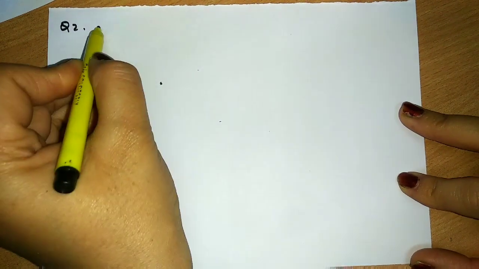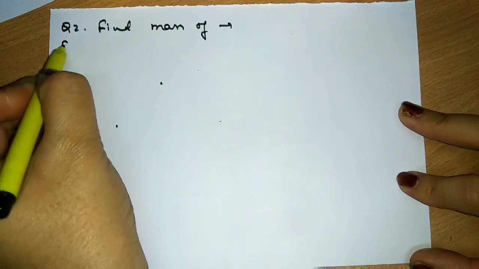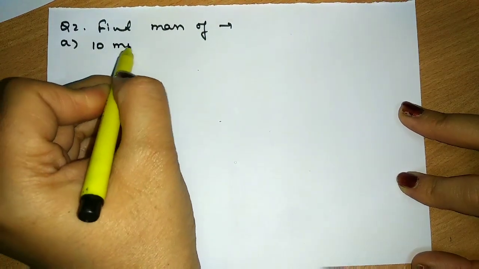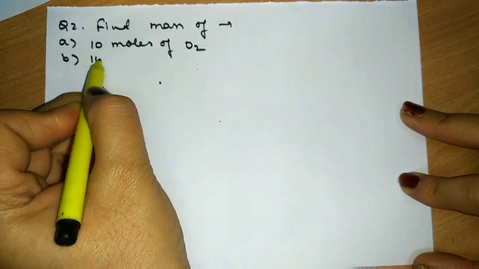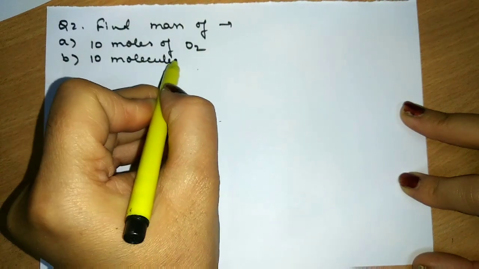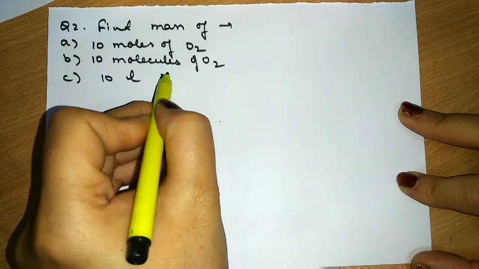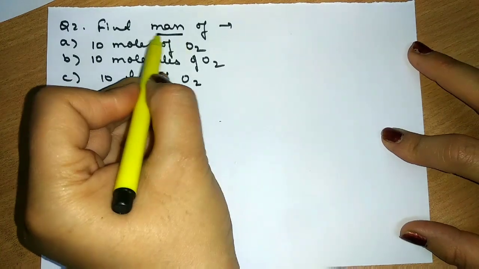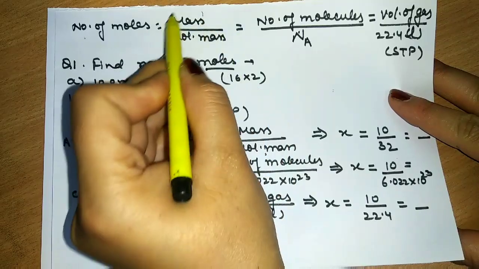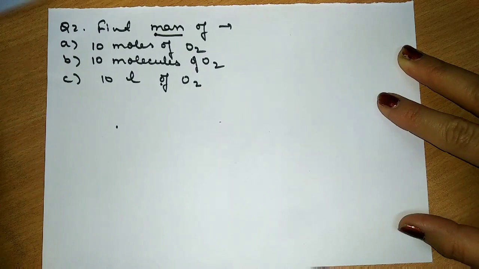Question number two is find the mass of. So let us now take moles: 10 moles of say oxygen, 10 molecules of O2 again and 10 liters of O2, and you are supposed to find mass. So we have to find mass, so use the mass formula. That means we must consider mass divided by molar mass. So I take this formula and compare what I actually require.